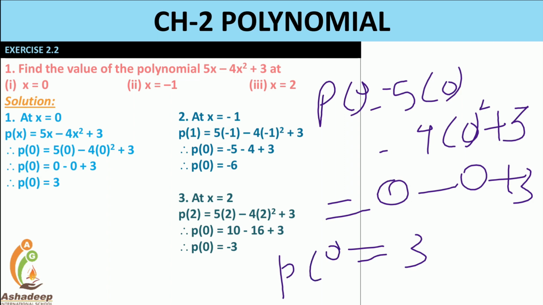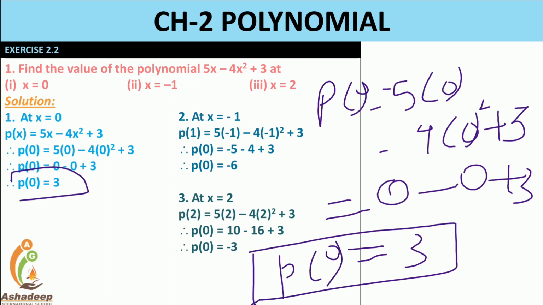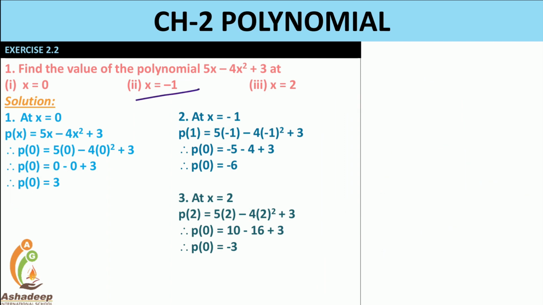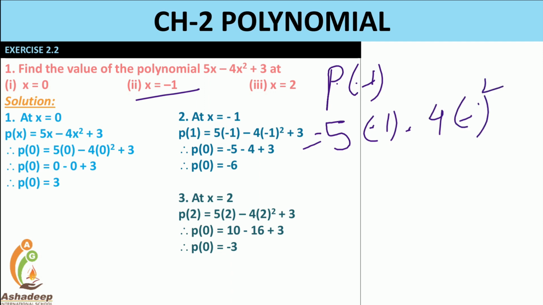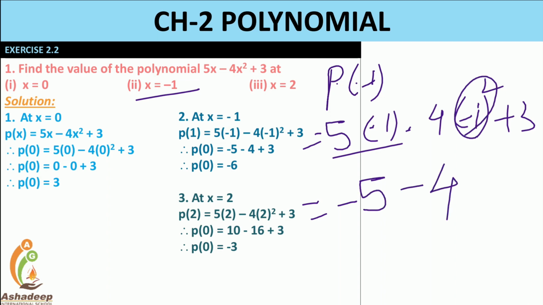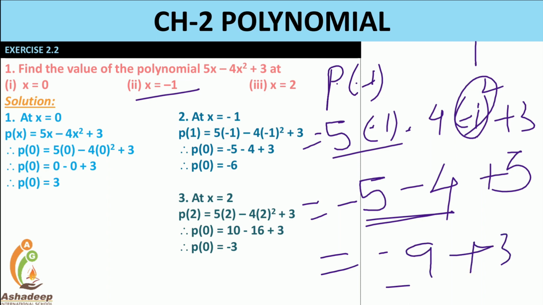So p of 0 is 3. Okay, so p of 0 is 3. In the same manner, at x equals 1, instead of x we need to put minus 1: 5 into minus 1 minus 4 into minus 1 square plus 3. Now 5 into minus 1 is minus 5. Minus 4 into minus 1 square, which is 1, so 1 fours are 4, plus 3. Minus 4 minus 5 is minus 9, plus 3 is equal to minus 6. So p of 1 is minus 6.